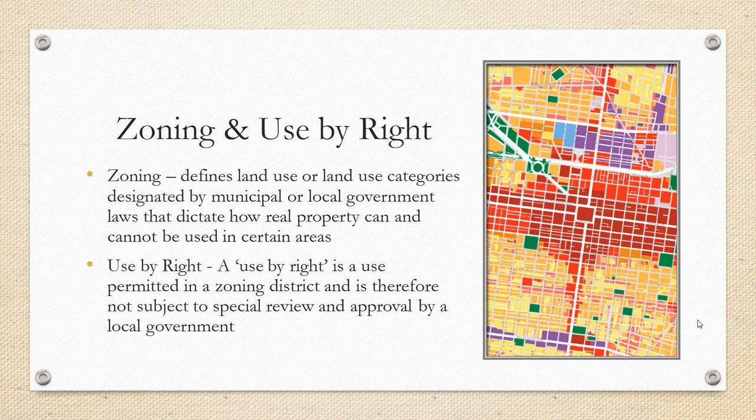We're going to talk about when you're going to list. Let's talk about the zoning. Zoning is an interesting area, because of the zoning and use by right. Our definition on the screen here is that it defines the land use or land use categories designated by a municipal or local government laws and that dictate how real property can and cannot be used in certain areas. And the use by right is a use permitted by right in the zoning district and is therefore not subject to special review and approval by a local government.